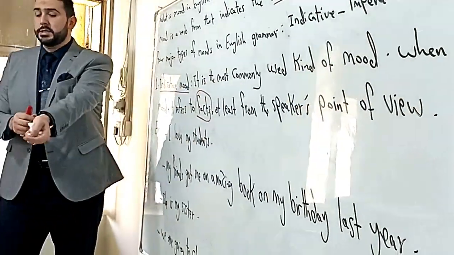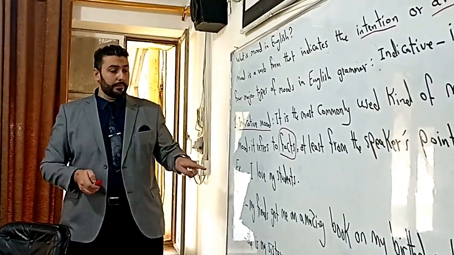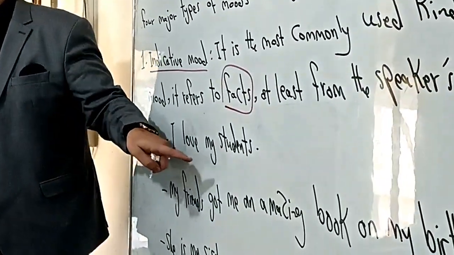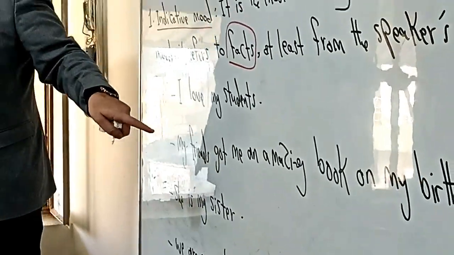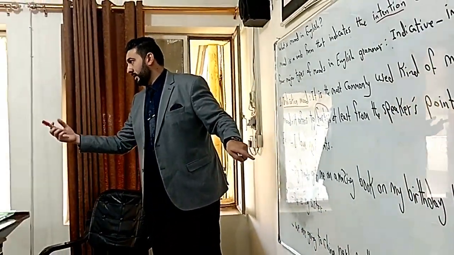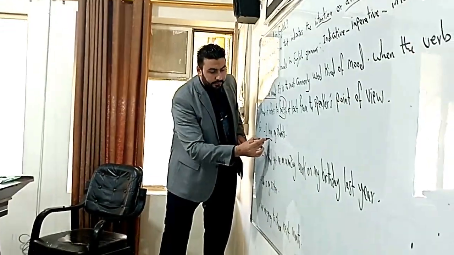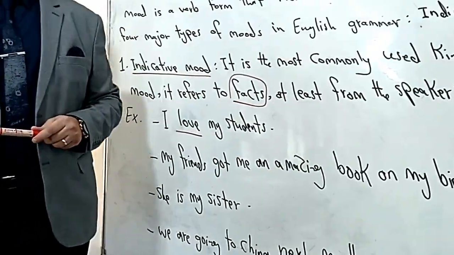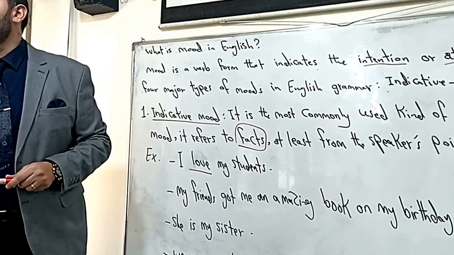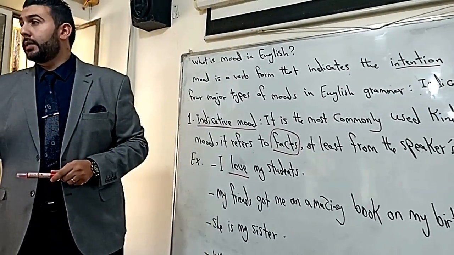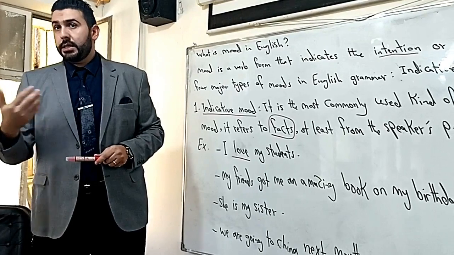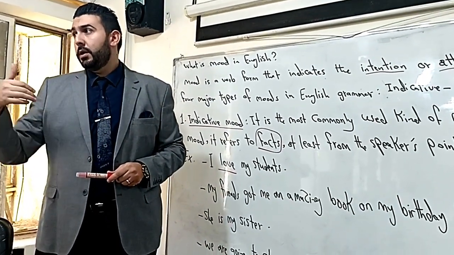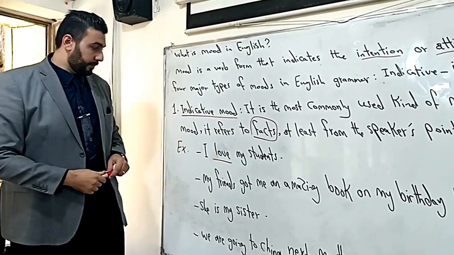Let's have a look at these examples. I love my students. By the way, I do love you. I love my students. So here, "love" is used as indicative mood. What is the mood of this verb in this sentence? It is indicative. I'm reflecting my feelings. I'm telling you a truth. What do I feel towards you? Okay?